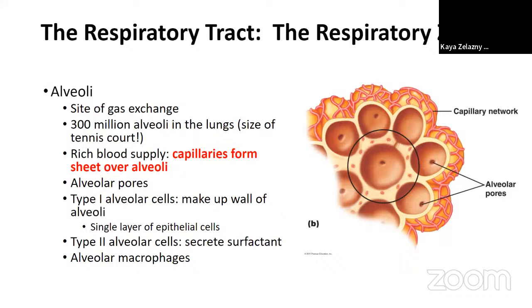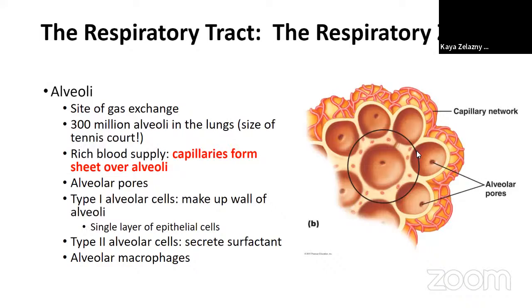The other thing we have are alveolar pores. These pores are going to allow some pressure shifts between alveoli, and we'll talk about that as it becomes relevant. For now, we're going to be thinking about what this barrier for diffusion of gases is made up of. So we're going to be thinking about the walls of the alveoli.